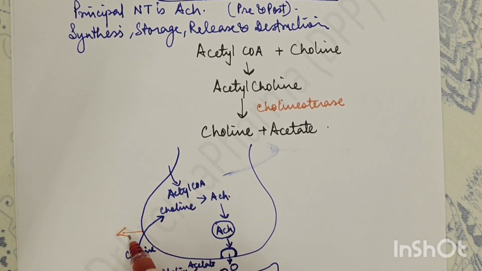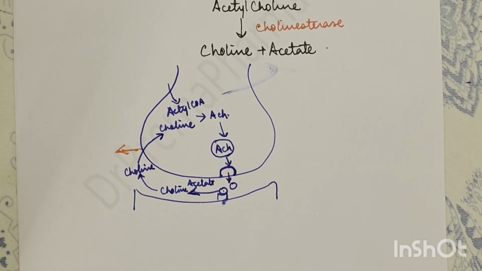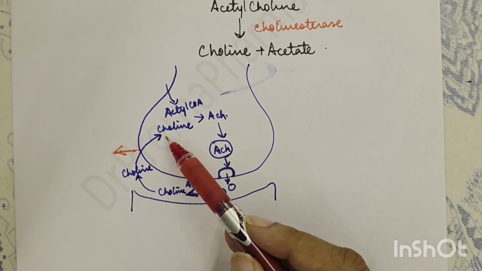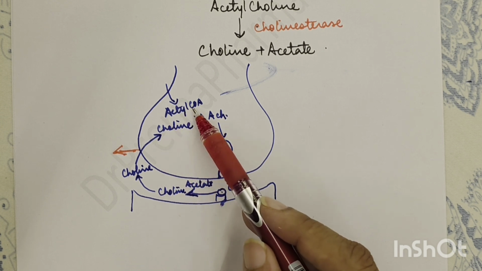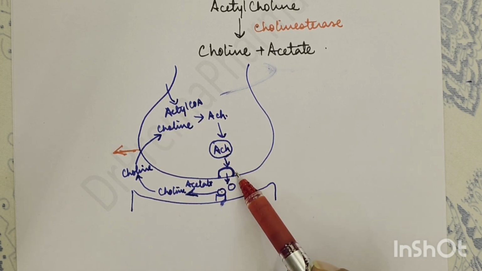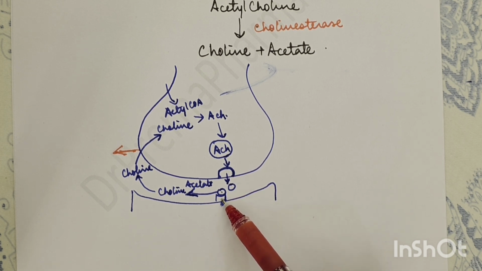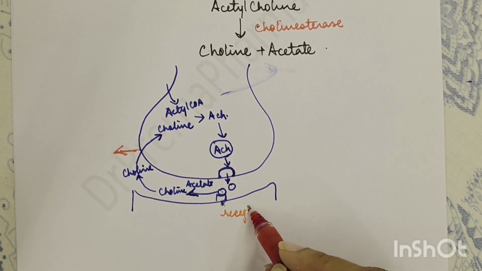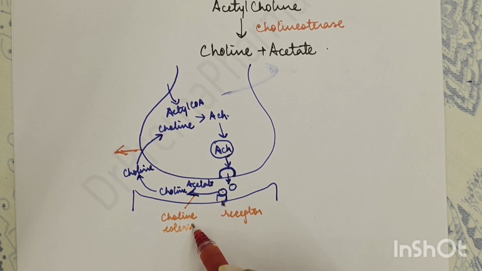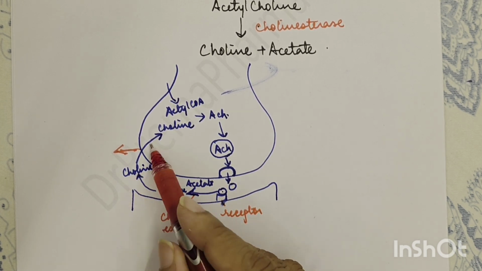So this is the reuptake of choline. This is the presynaptic fiber, the postsynaptic fiber. Here choline is reuptaken into the presynaptic fiber, combines with acetyl coenzyme A, forms acetylcholine. This goes into the synaptic vesicle, and then the synaptic vesicle fuses with the membrane and there is release of acetylcholine, which attaches to the receptor. So this is the receptor, okay?